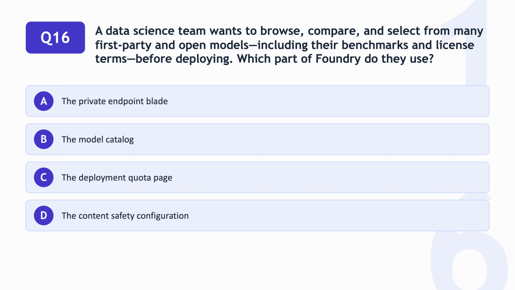A. The private endpoint blade. B. The model catalog. C. The deployment quota page. D. The content safety configuration. Pause the video now if you don't want to hear the answer yet.